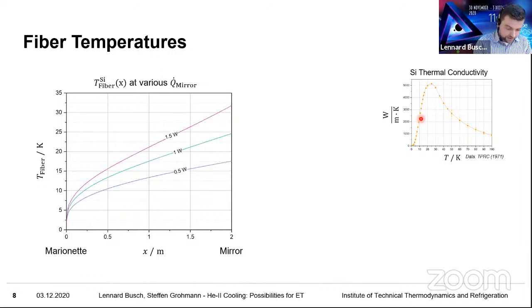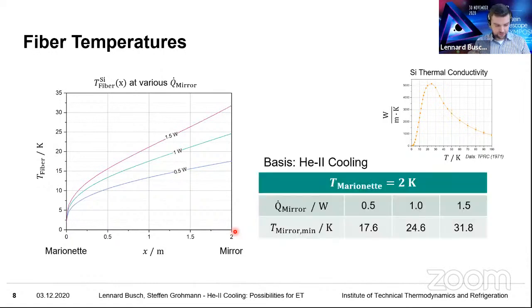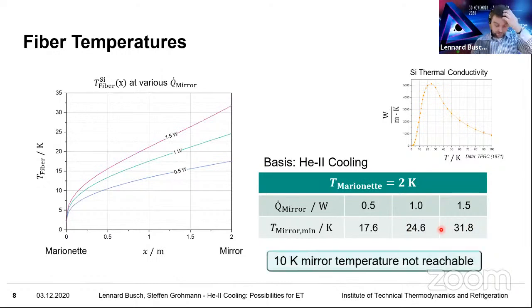If you now look at the end of those curves where we have the mirror, you have the fiber warm end temperature. And if you think about it, that is the same as the minimum temperature that we could reach in the mirror. I listed those 3 temperatures for you there, for helium-2 cooling of the marionette to 2 Kelvin, for the 3 heat loads again. And as you can see immediately, if we use 4 fibers with a 3 millimeter diameter and 2 meter length, we'll not be able to reach the 10 Kelvin mirror temperature, not even when going as low as we can with helium-2 cooling.